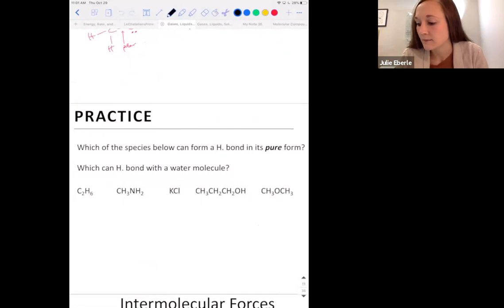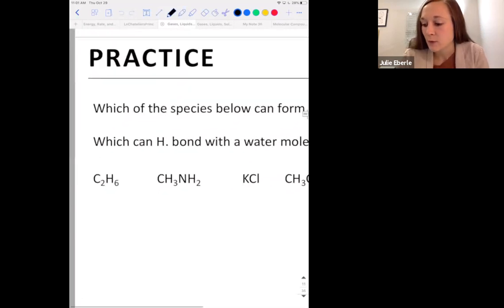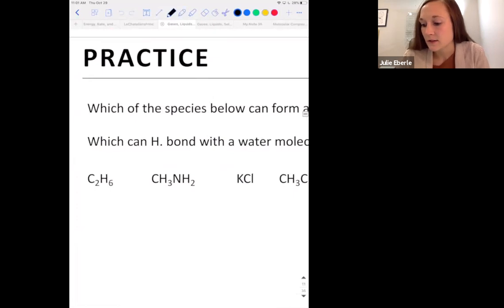So we're going to look at CH3NH2 and then CH3OCH3. Which of these species can form a hydrogen bond in its pure form, meaning with another molecule identical to the one we're going to draw? And then which one can only hydrogen bond with a water molecule? So first off, we'll spend 1 second on this C2H6. If you have a molecule that's just carbon and hydrogen, what do you immediately know about it? Can it hydrogen bond?